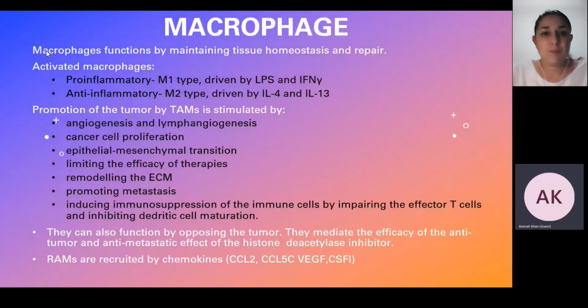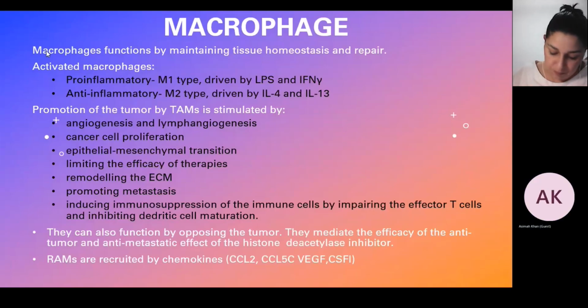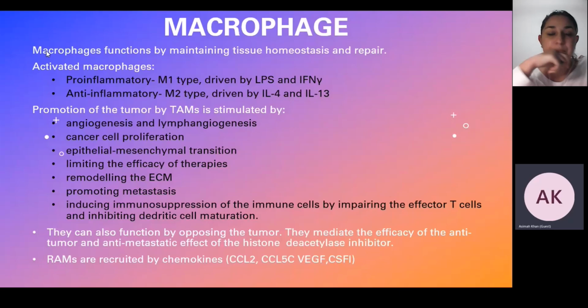Okay, so last week I spoke about how the immune system is affected by inflammation and everything, about how the immune system causes inflammation and that contributes to cancer. So today I'm going to talk about the immune cells that actually affect the cancer tumors. So macrophages function by maintaining tissue homeostasis and repair.